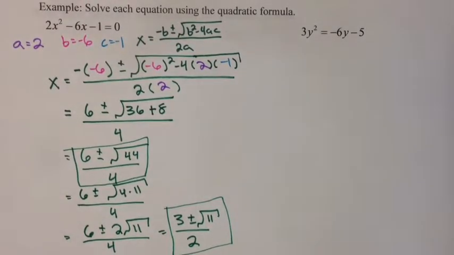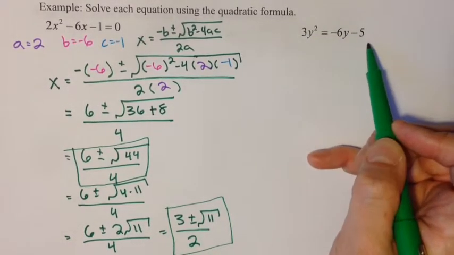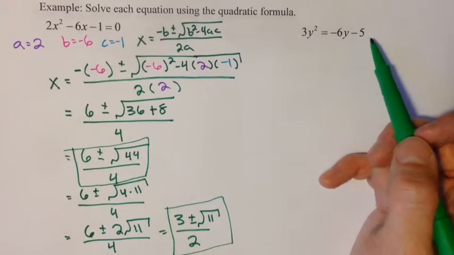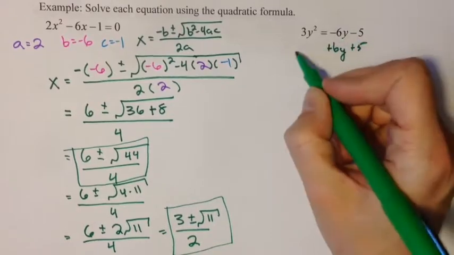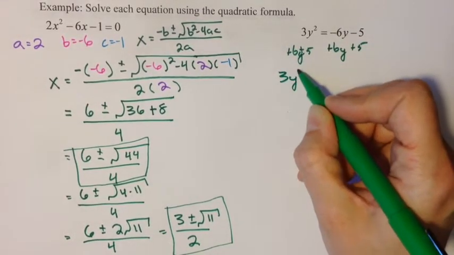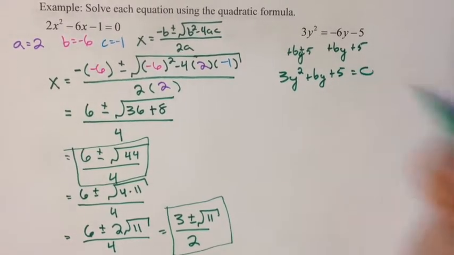Okay, let's move on to the second example. Here I have 3y squared equals negative 6y minus 5. Before I can start doing anything with this, I need to get it into standard form. That means that I need to add the 6y and the 5 to the other side of the equation, which gives me 3y squared plus 6y plus 5 equals 0.